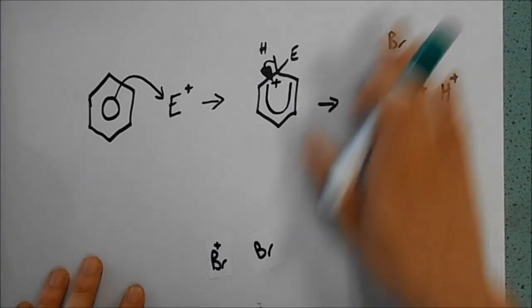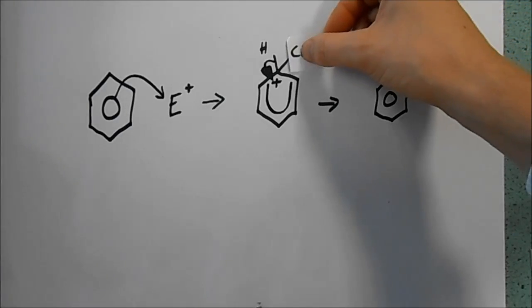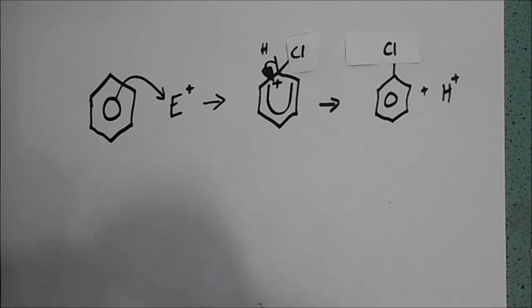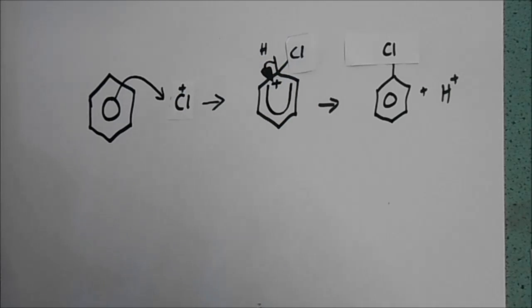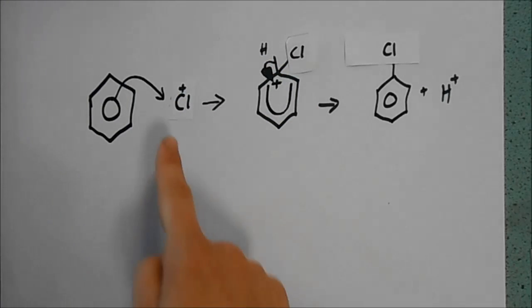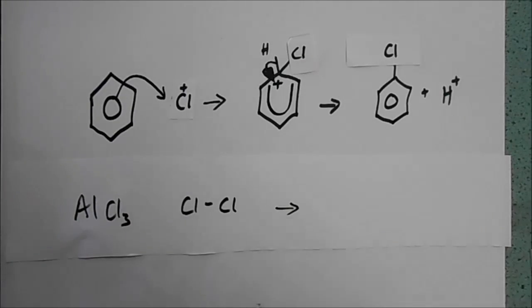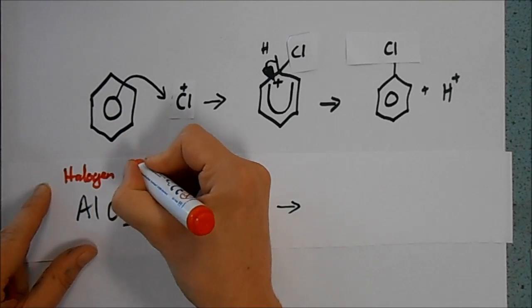It's just this time what I want to make is chlorobenzene. Again, we've got Cl+ here, same mechanism all over again. This time we have to use a different halogen carrier which contains chlorine. So this is still a halogen carrier.